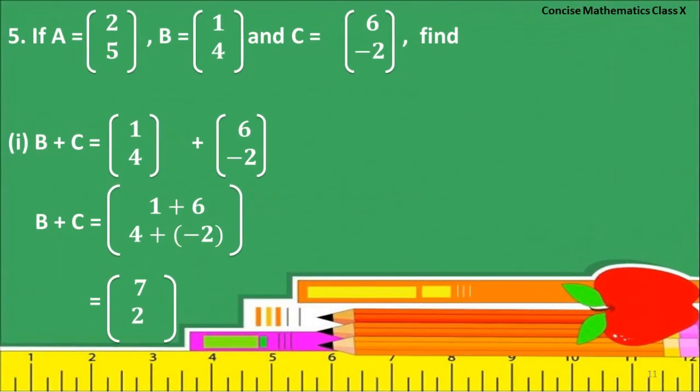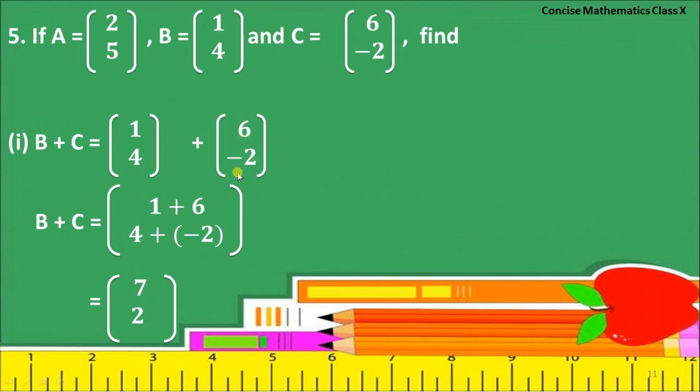In question number 5, it is asked to calculate, there are three matrices given: A, B and C. We need to find B plus C as the first one. So consider the matrix B, it is of the order 2 by 1, 2 rows, 1 column. And matrix C is also of the order 2 rows and 1 column.